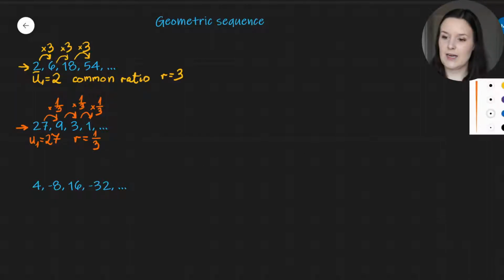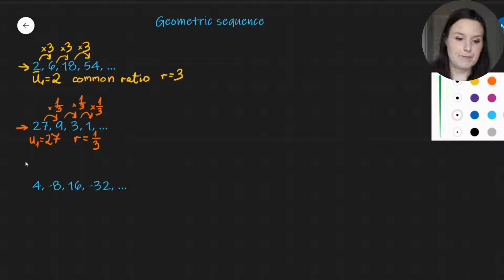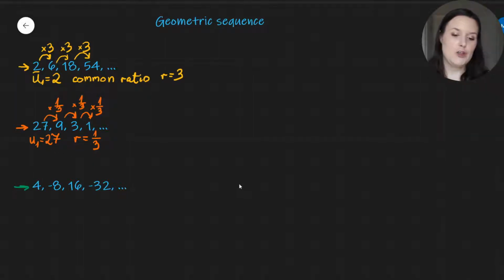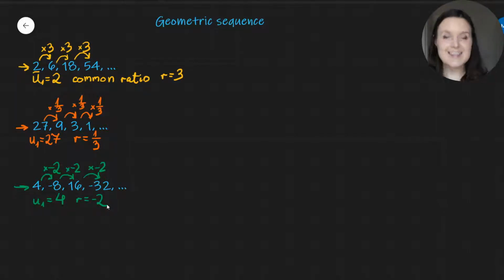Let's take a look at the next example. In the next example, to get to the next term, we have to multiply by -2. 4 times -2 is -8. -8 times -2 is 16. 16 times -2 is -32. So since the number we multiply by is always the same, and it's -2, the common ratio is -2, and it is a geometric sequence.